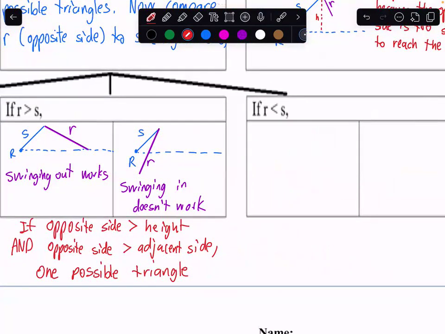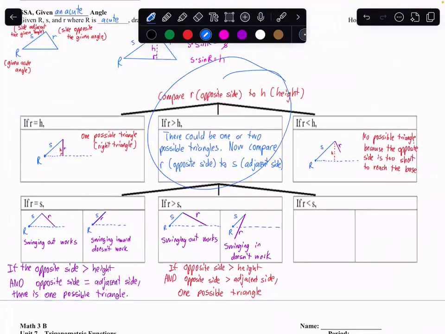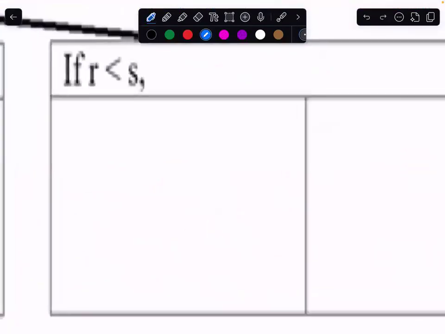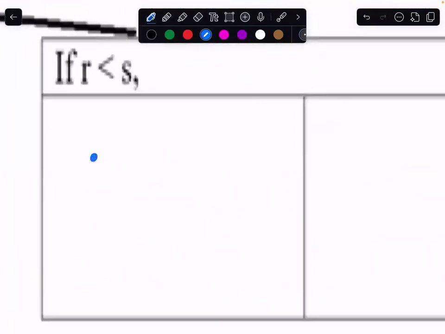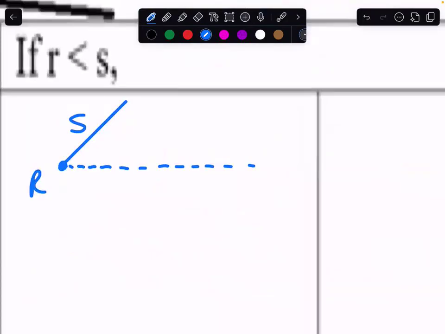So the astute among you can probably predict what's about to happen. Our last situation is what if first the opposite side is greater than the height, but then the opposite side is shorter than the adjacent side? Let's start again with an angle R in the bottom left, an unknown side length on the bottom, a given side length lowercase s as the adjacent side.